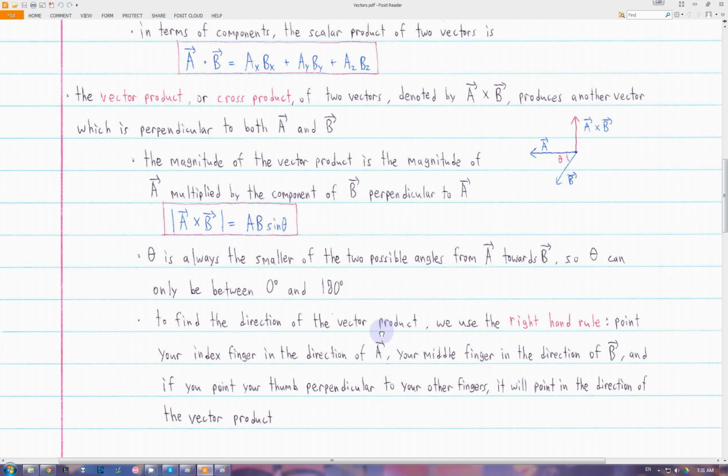So to find the direction of the new vector produced by the vector product, we use what's called the right-hand rule. So you take your right hand and you point your index finger in the direction of A, the first vector, and then your middle finger in the direction of B, and then if you hold your thumb perpendicular to both your index and middle fingers, your thumb will point in the direction of the vector product.